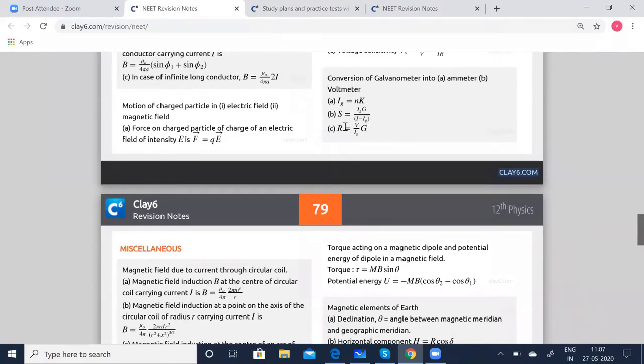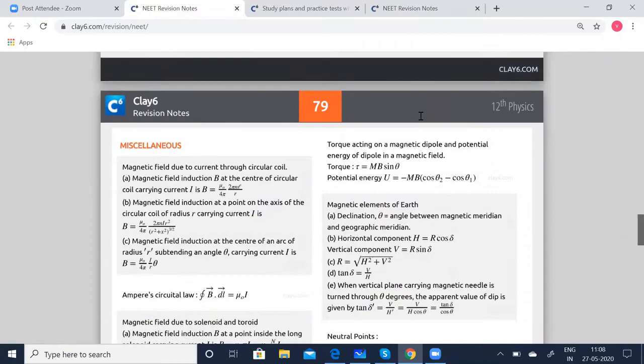R is the resistance, which is given by R is equal to V by IG minus G. So these are the formulae which you'll have to use to convert a galvanometer into an ammeter or a voltmeter. Using this, you can easily solve problems related to this.